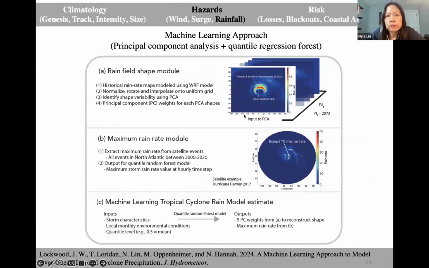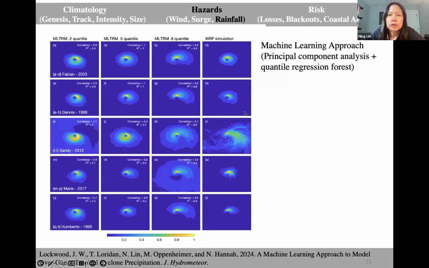So we're also exploring machine learning here to see if we can leverage that. Here we used WRF simulation to simulate, I believe, nearly 30 storms, and use images of rainfall to train the model. We also use satellite observation of the total rainfall amount, and then combine the two data sets to train the machine learning model.